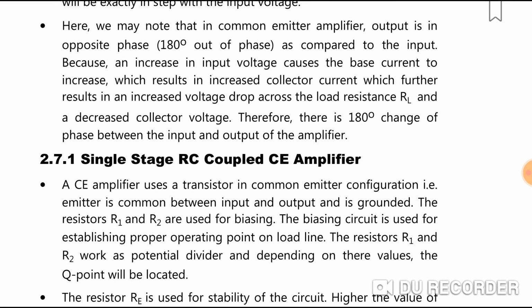Here we may note that in a common emitter amplifier the output is 180 degrees out of phase as compared to the input, because an increase in input voltage causes the base current to increase, which results in increased collector current, which further results in an increased voltage drop across the load resistance RL and a decreased collector voltage. Therefore, there is a 180 degree change of phase between the input and output of the amplifier.